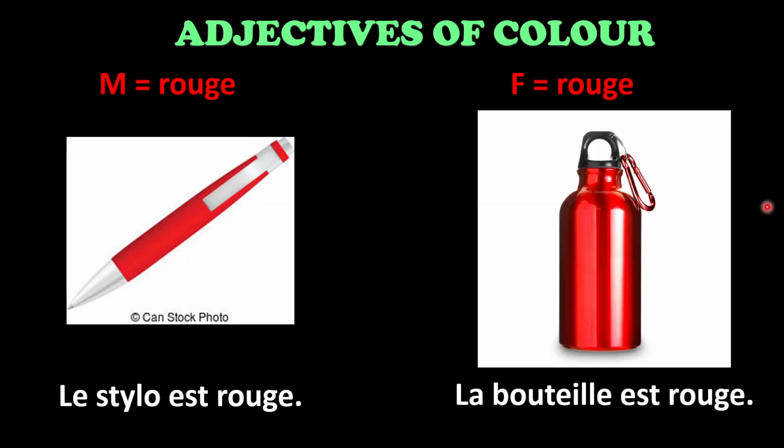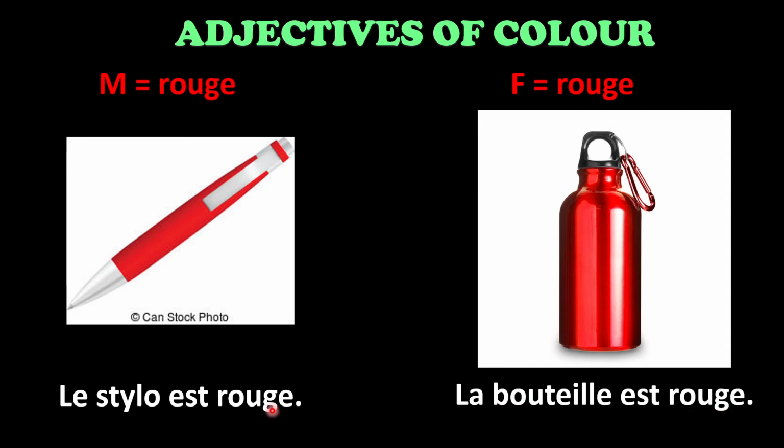Next color is red, which is rouge in the masculine, and it's rouge in the feminine also. So this is one color which doesn't change its form in the masculine and the feminine. It's the same word. So if you're talking about something masculine like a pen, le stylo est rouge. Even if you're talking about a feminine object like the bottle here, la bouteille est rouge.